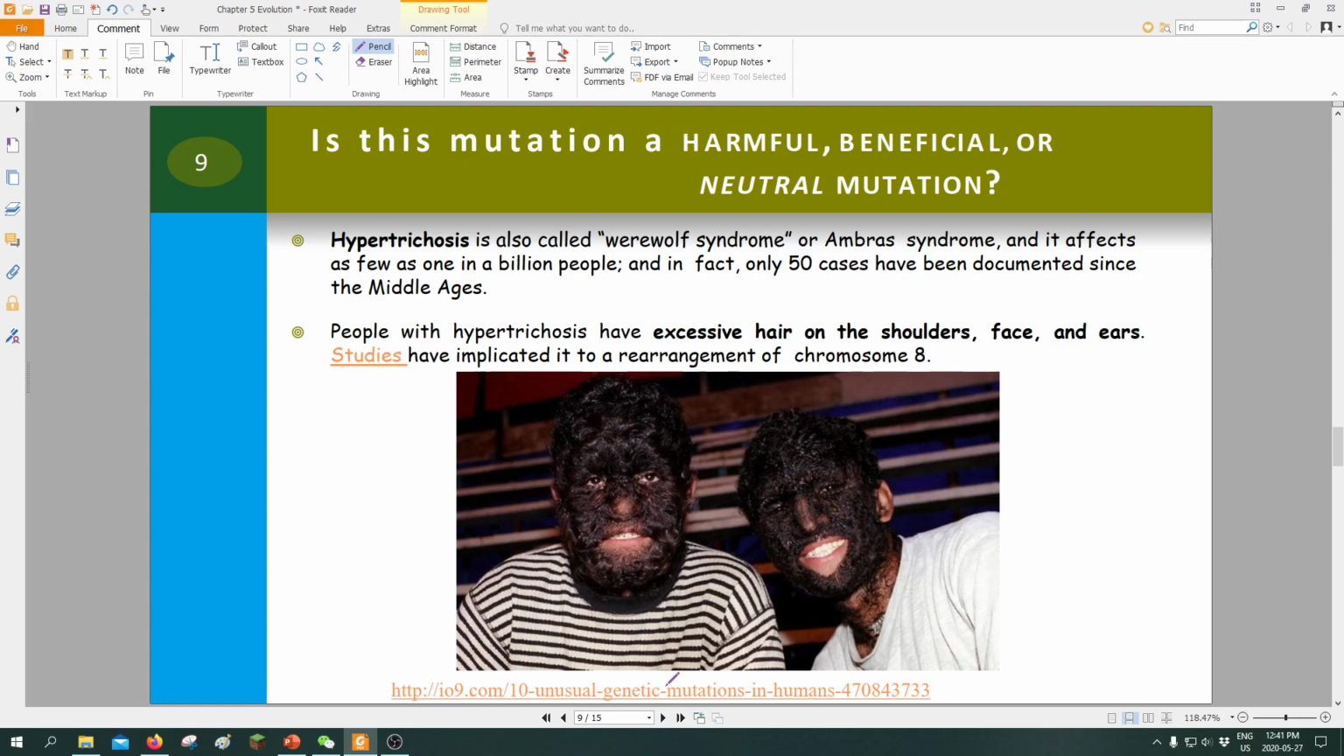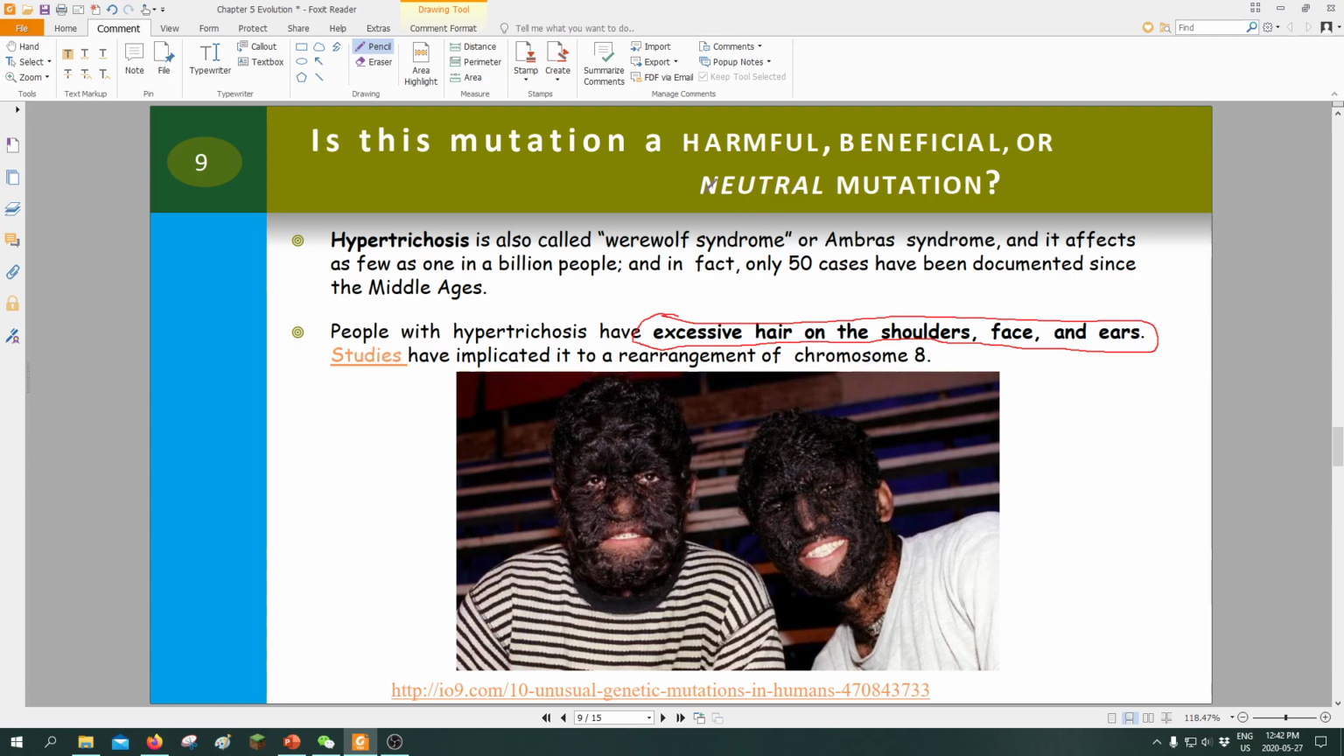Is this mutation a harmful or beneficial or a neutral mutation? So this is something called hypertrichosis, which is also called werewolf syndrome, okay? And it affects very few human beings. About 50 cases have been documented since the Middle Ages. People with hypertrichosis have these symptoms: excessive hair on the shoulders, face, and ears. So a lot of extra hair. And some studies have seen that it's possibly because of a rearrangement of chromosome H in the human DNA.